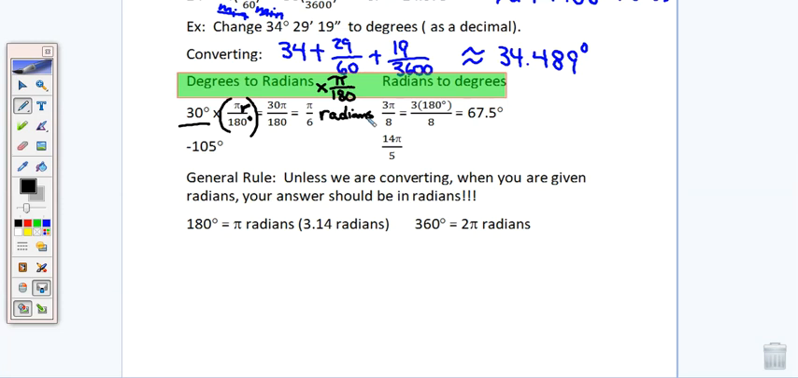Now, the other way then, instead of going from degrees to radians, is to turn around and take a number of radians and turn it to what? Degrees. Well, if I start with radians, like over here when I started with degrees, I had to have degrees on the bottom to cancel. If I start with radians here, I have to have radians in the bottom to cancel, okay?